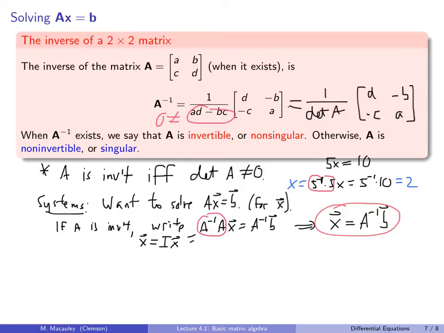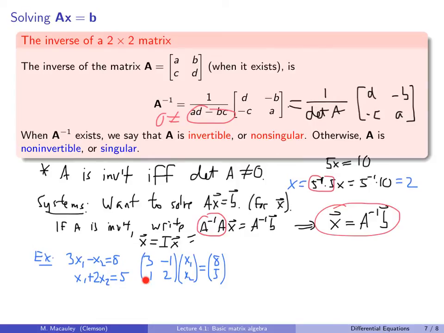So this is really the analog of what you learn how to do in your basic algebra class. So let's do an example now. Let's return to that example we saw before. So let's solve 3x1 minus x2 equals 8, and x1 plus 2x2 equals 5. If we write this in matrix form, that's just 3, -1, 1, 2, this matrix times this vector, equals 8, 5. So the determinant of this matrix, remember, is this product minus that product.